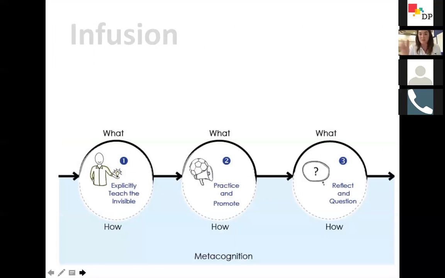Same thing with infusing over time. So I'm going to teach the skill of using, we're going to practice using, and then we'll question how our skills are at being a user and how using the technology or the different technologies helped us arrive at our response.